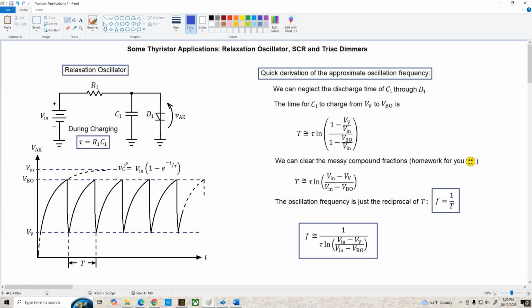The capacitor begins charging through R1, and it follows this exponential charge curve that's described by this equation. The instantaneous capacitor voltage is equal to V in times 1 minus e to the negative t over tau, where tau is the RC time constant, which is just R1 times C1.